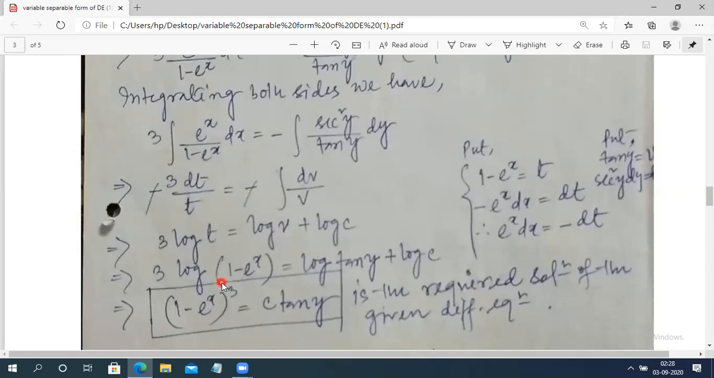So log of 1 minus e to the power x cube is equal to log of c tan y, and then in the next line we can write 1 minus e to the power x whole cube is equal to c tan y.